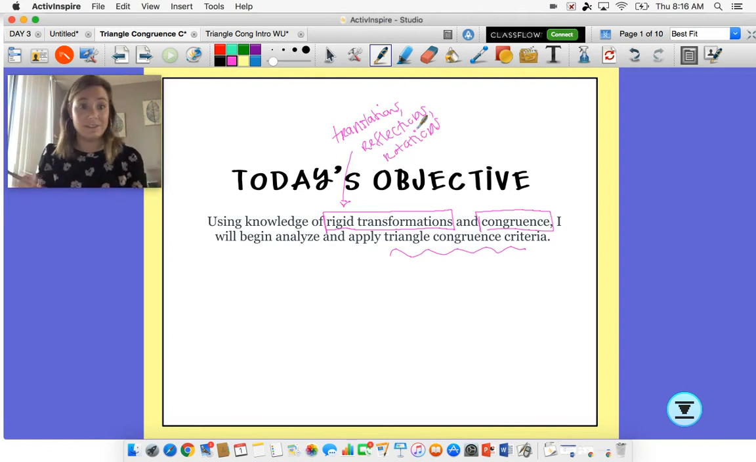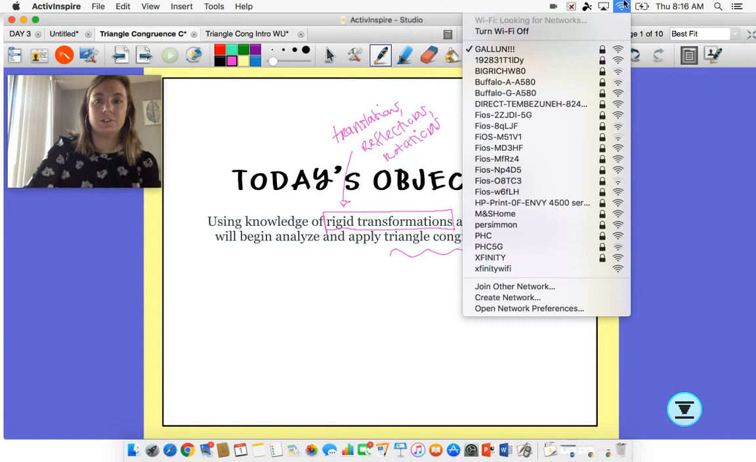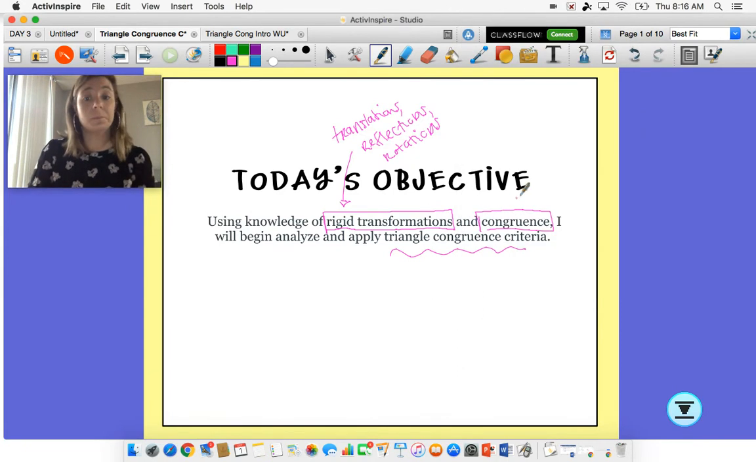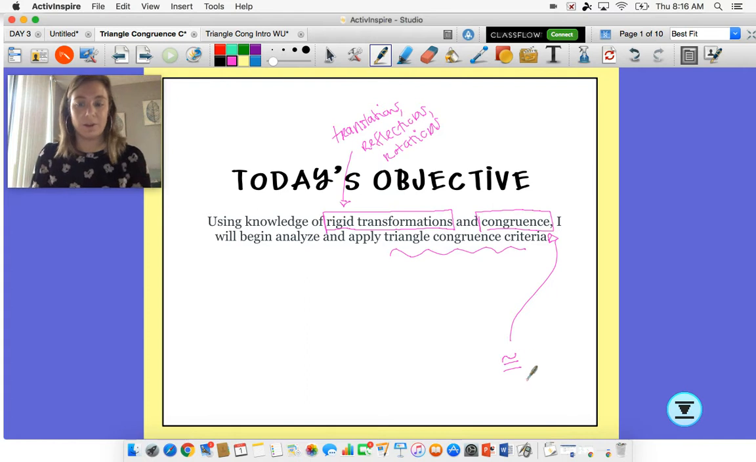And then the combination, the series of rigid transformations as well, not just them individually. If you can transform one into the other through a series of rigid transformations, that means the two are congruent to each other. So that brings me to my next word I circled, congruence. This is the symbol for congruent. Congruent means that they have the same measure or the same length.